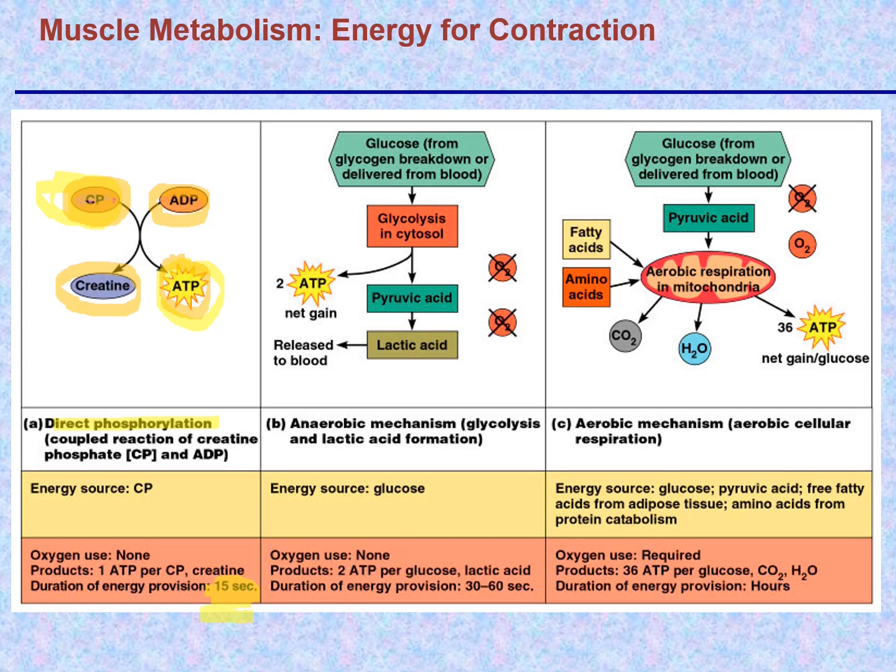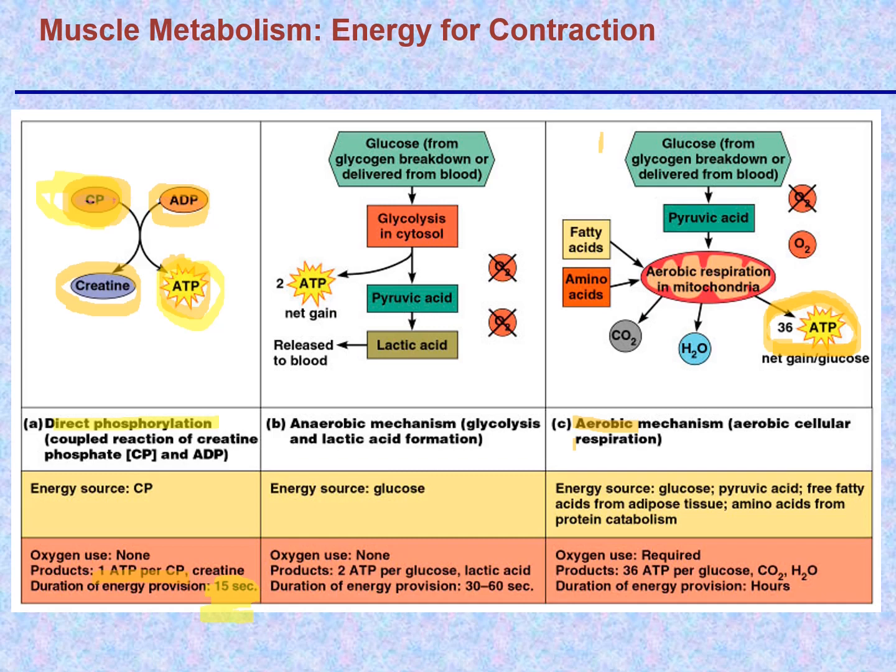But this kind of aerobic metabolism or aerobic respiration is quite efficient at producing a lot of ATP. For every single glucose molecule that's broken down, you get 36 molecules of ATP, which is a lot better than 1 ATP per creatine phosphate that was produced in this direct phosphorylation or substrate level phosphorylation reaction.